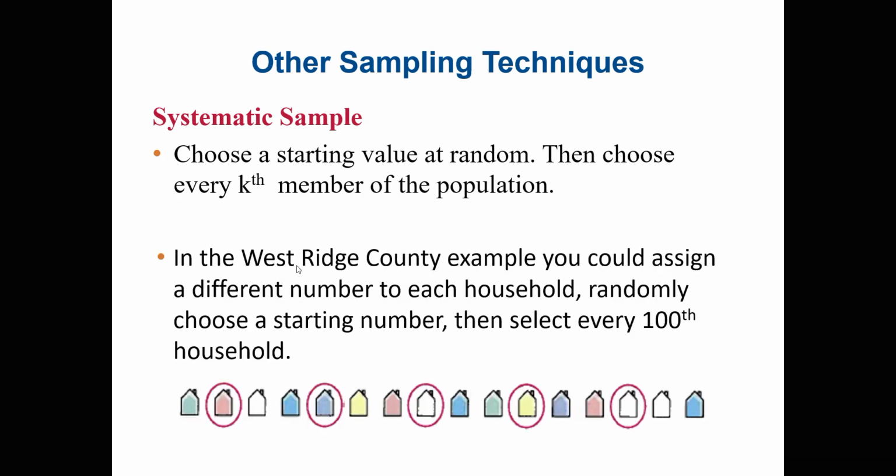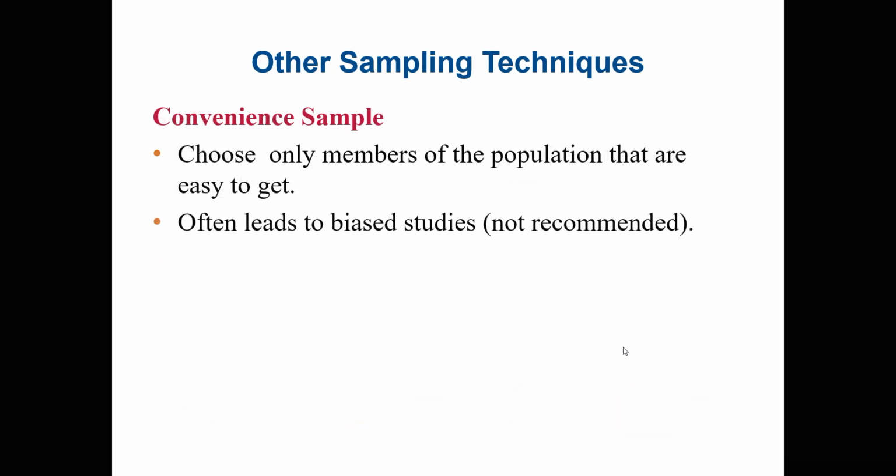So for example, in the Westridge County example, you could assign a different number to each household, randomly choose a starting number, then select every 100th household. So here, for example, you start here, you skip 2, you pick. You skip 2. Every time it's the third, and so on and so forth. That is what systematic sample is all about.